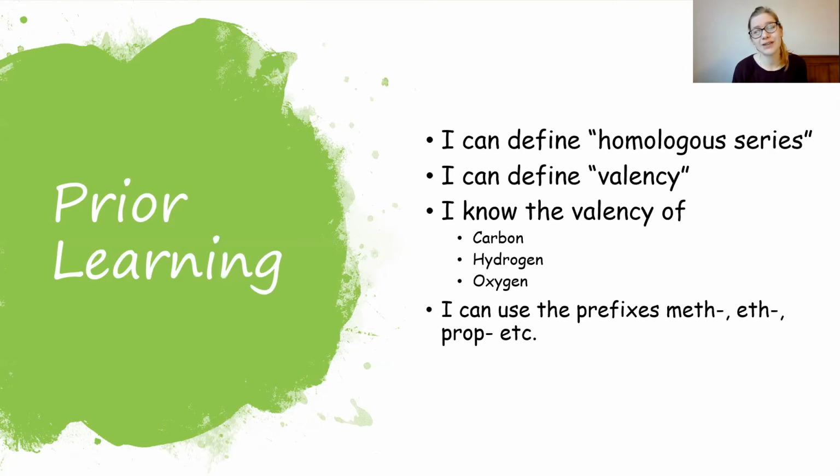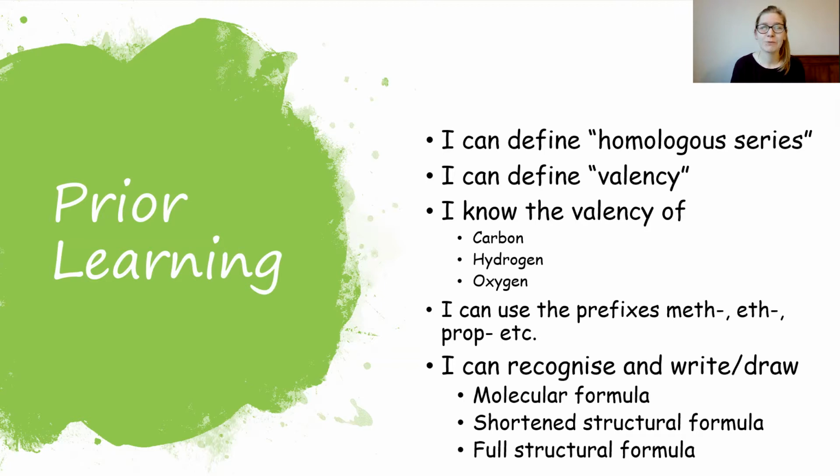I can use the prefixes meth, eth, prop, but, pent, hex, hept, and oct. Remember, those prefixes indicate how many carbon atoms there are in the molecule. And we need to be able to go between the different representations of formula: names and molecular formula, shortened structural formula, and full structural formula.